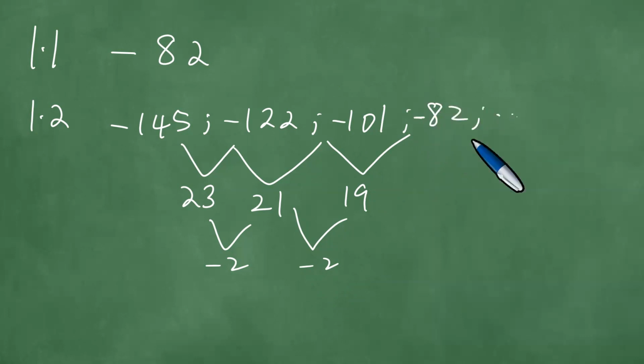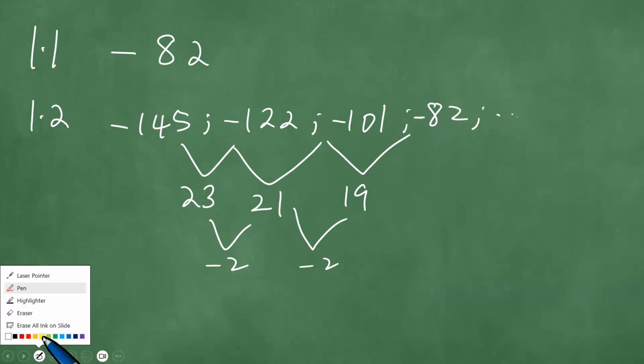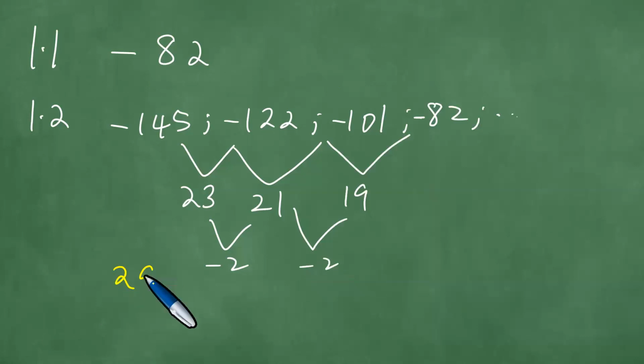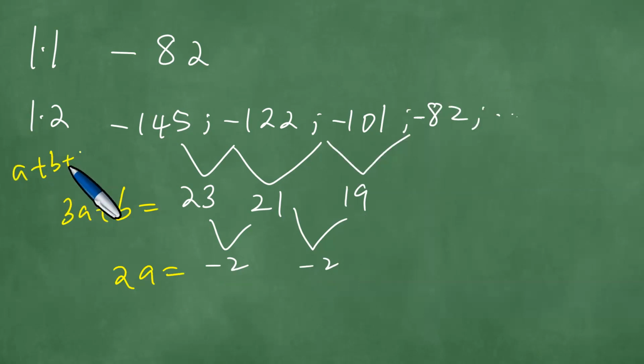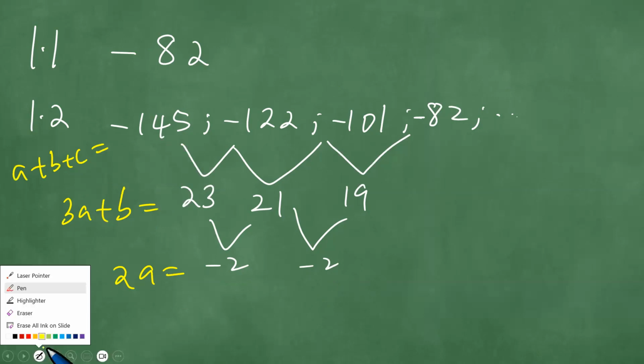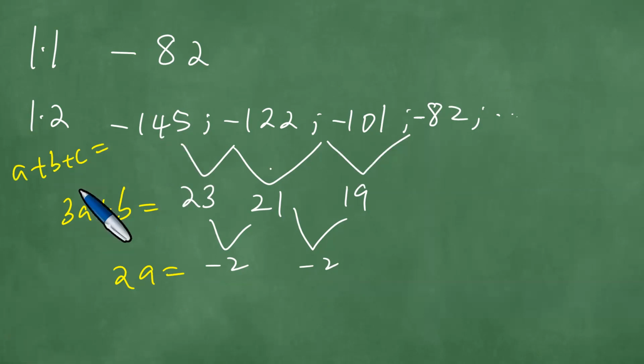And this pattern continues. A couple of things remain very important. 2a becomes the second common difference. 3a plus b becomes the first term of the first differences. These are the first differences, second differences. a plus b plus c is going to be equal to the first term of the quadratic pattern. So now, dealing with quadratic sequences, 1.2.